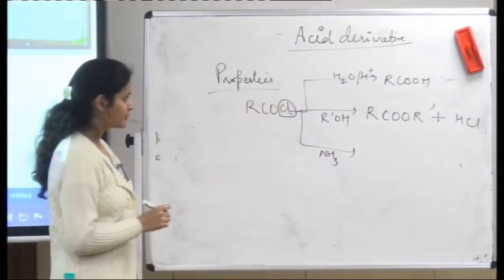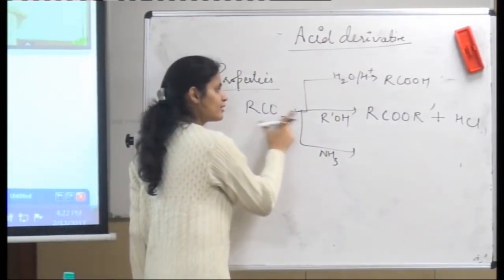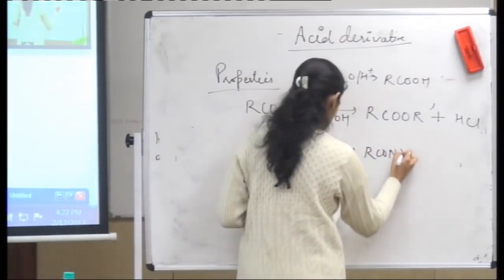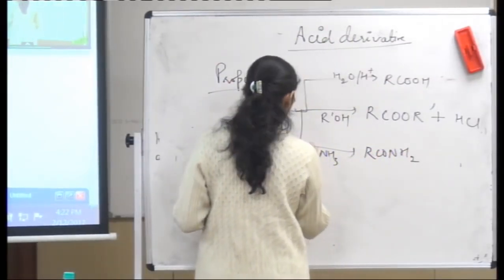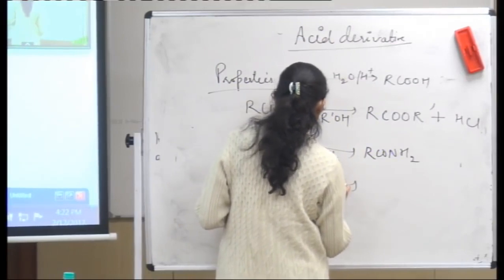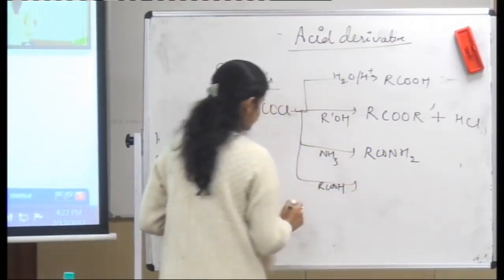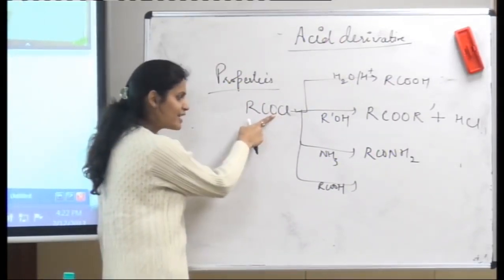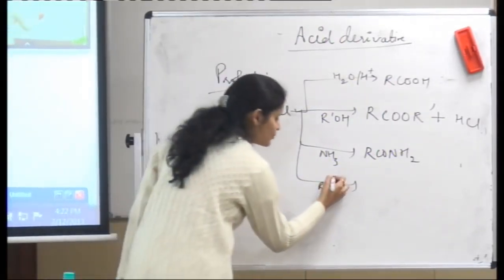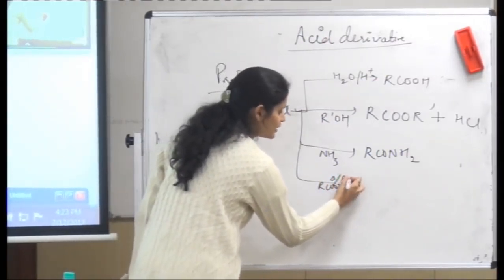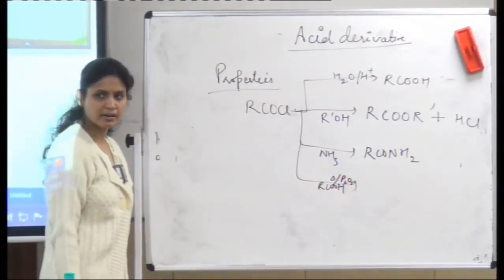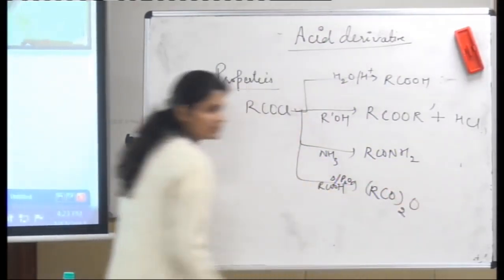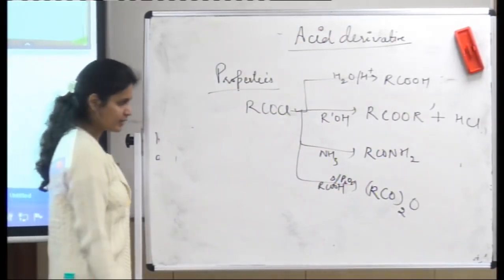What about reaction with ammonia? Ammonia. This Cl will get replaced by NH2, RCONH2. What about reaction with RCOOH? This is kind of acid only. And when acid and acid react, suppose I am heating it, or if I am using a dehydrating agent, what will happen? It will form the acid anhydride, right?